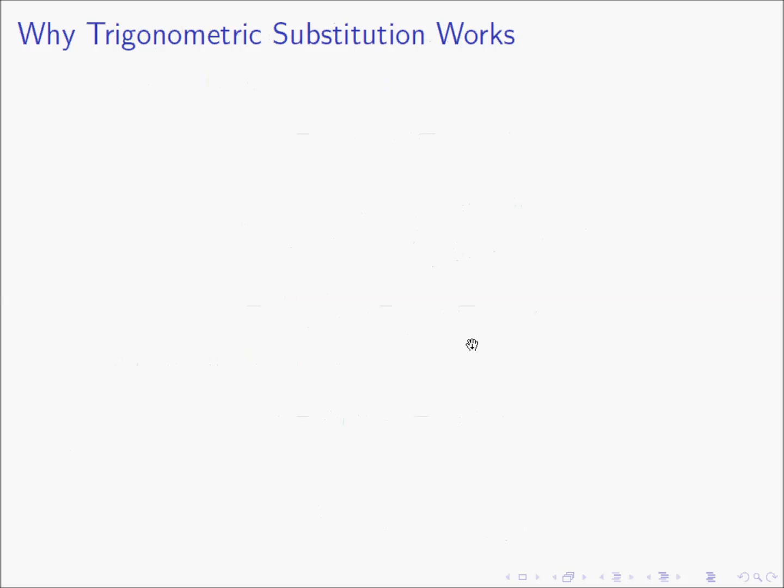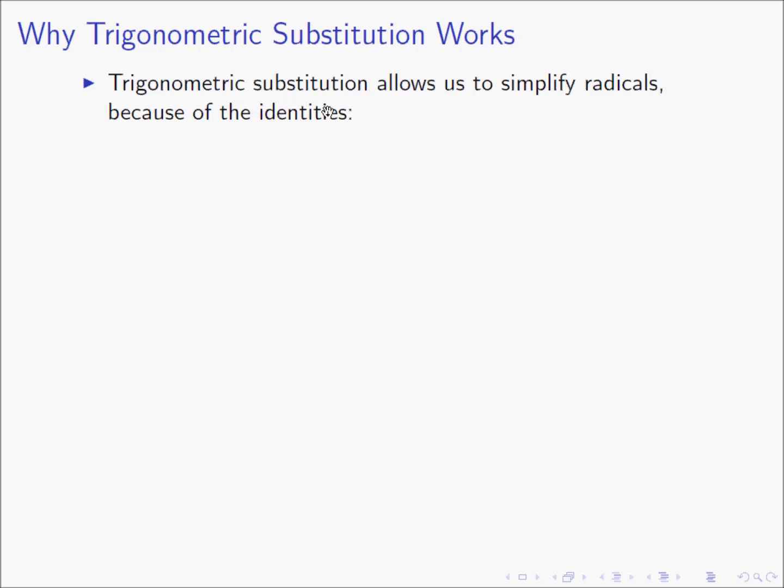So why does this substitution work? Trigonometric substitution allows us to simplify radicals, because we have these identities. We have this first identity that we used in our previous example, and we also have this other identity. In our example, we had this expression inside a square root. So using this identity, we can simplify the square root, and we can do something similar with this other expression here.